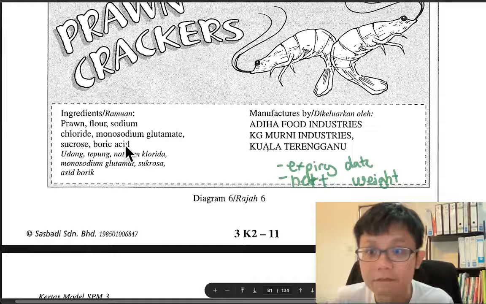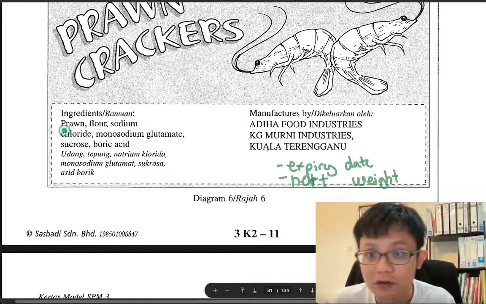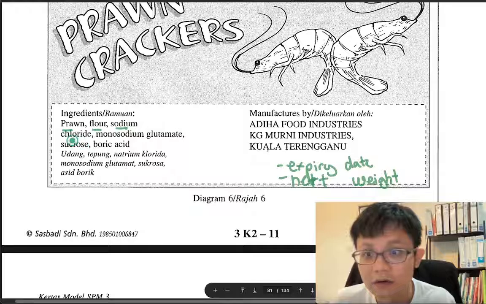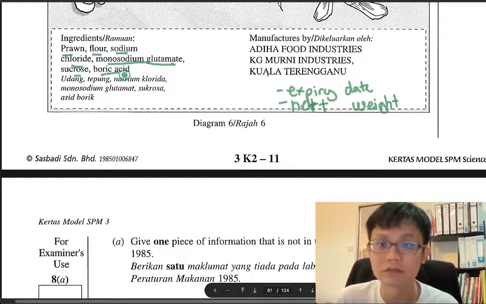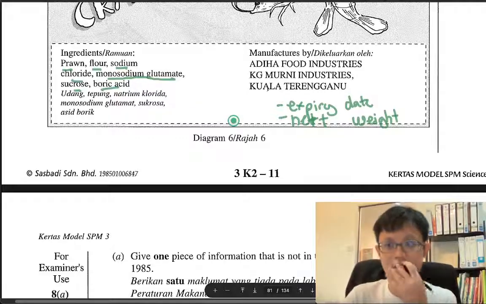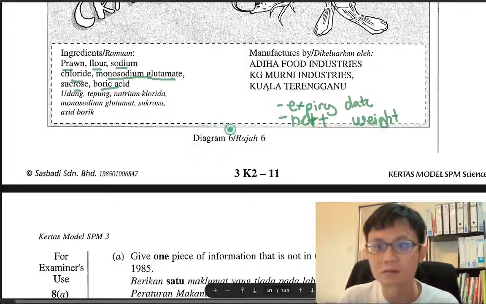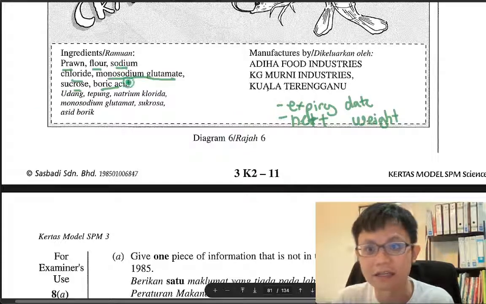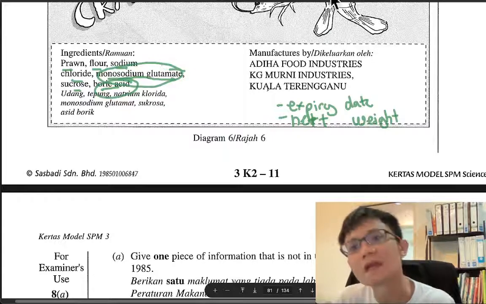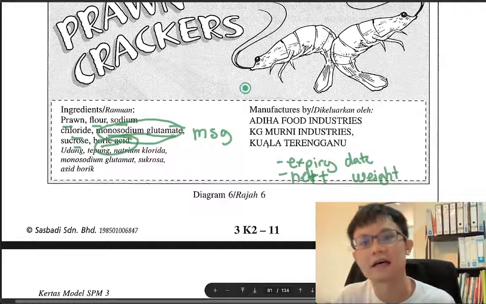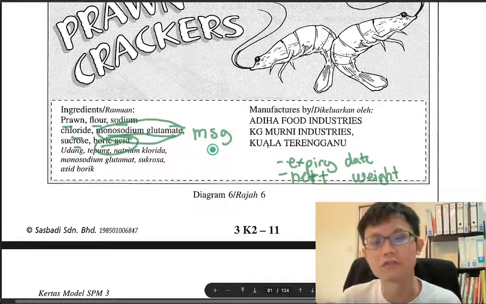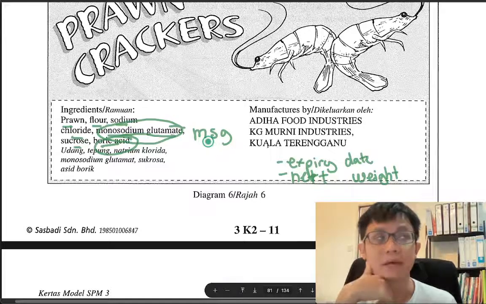So let's look at here. We have the prawn, flour, sodium chloride, monosodium glutamate, sucrose, and boric acid. So which one cannot be eaten too much? Sodium chloride? No, the answer is not sodium chloride. Boric acid. Yes, either you can say it is boric acid or monosodium glutamate. What is monosodium glutamate? MSG, monosodium glutamate. MSG is Ajinomoto. So it makes the food taste better.